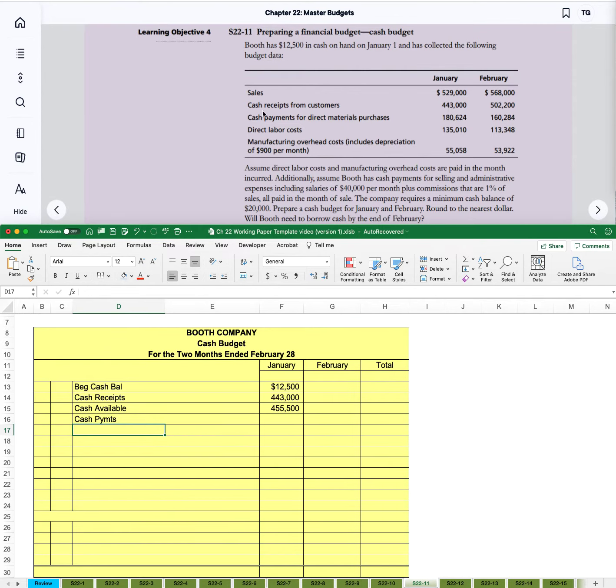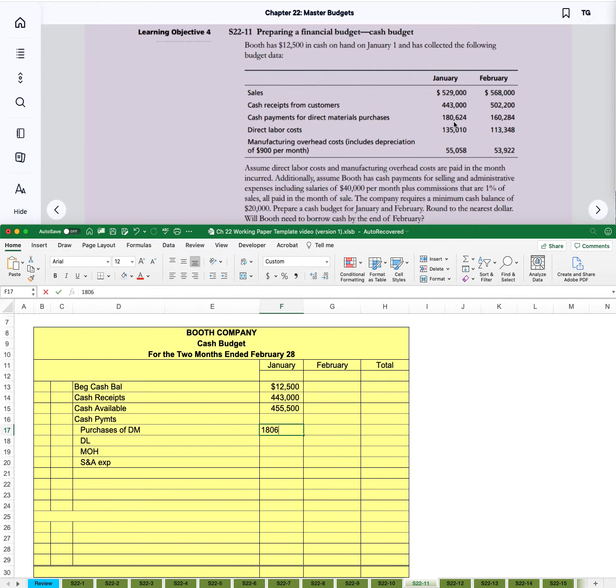Next, we're going to want to list the cash payments. So we have materials, labor, manufacturing overhead, and also selling and administrative expenses. So I'll list all of those. And I went ahead and indented these because it's a subset of our cash payments. And so for our purchases of direct materials, we're just pulling this information down.